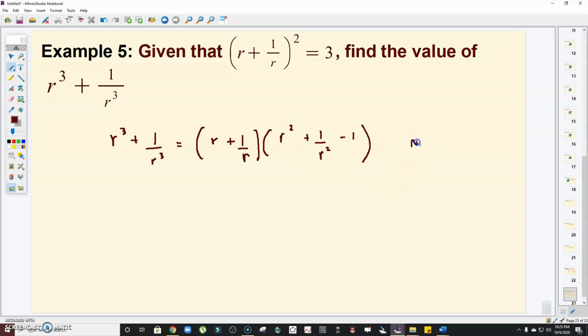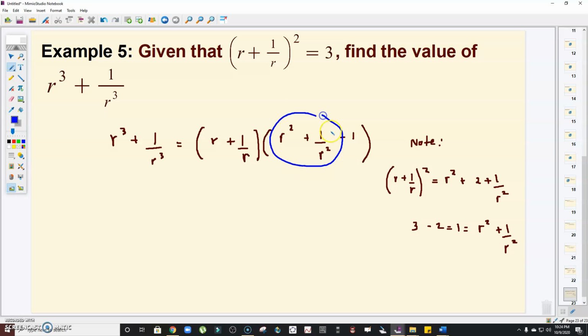Alright, take note. Okay. So, take note once again, yung r plus 1 over r, pag in-square ko yan, that's equal to r squared, okay? Plus, multiply ko to, that will be 1, times 2, plus 1 over r squared. Ano ba yung (r plus 1 over r) squared? Given, that's 3. Right? So, minus 2, that's equal to 1. That's equal to r squared plus 1 over r squared. Okay? So, ibig sabihin na to, yung r squared plus 1 over r squared pala, ito is equal to 1. See that?